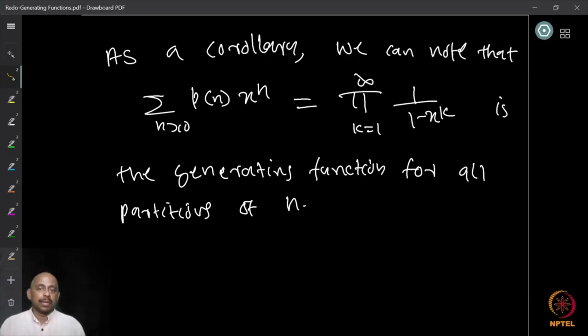So as a corollary, we can also get the generating function for p(n), the partitions of n. The summation over n greater than or equal to 0 of p(n) x raised to n is the product over k equal to 1 to infinity of 1 by 1 minus x raised to k. Here we are not putting any restrictions on the number of parts, so k can vary from 1 to infinity. Of course, once k exceeds n, it will not give you any coefficient of x raised to n, so we don't have to worry about that. But for every n, we have this, so I can define the summation over n of p(n) x raised to n as the product k equal to 1 to infinity of 1 by 1 minus x raised to k. So this is a nice way to come up with the generating function for related things.